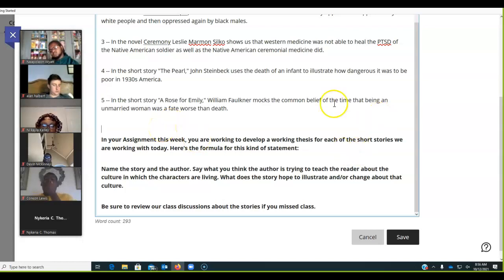So it says in your assignment this week, you are working to develop a working thesis for each of the short stories we're working with today. Here's the formula for this kind of statement. Name the story and the author. Say what you think the author is trying to teach the reader about the culture in which the characters are living. What does the story hope to show, illustrate, or change about that culture?